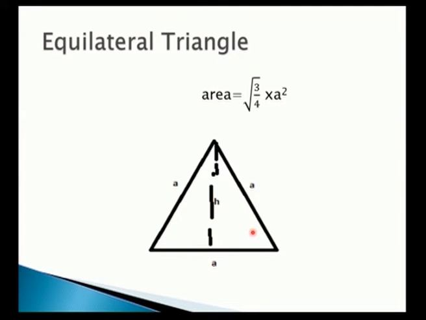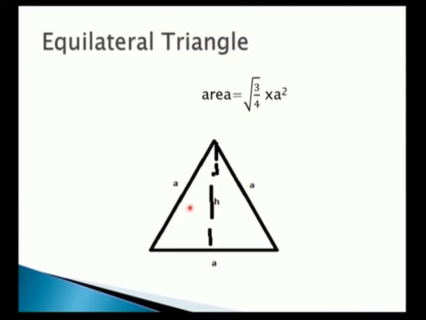Here in the equilateral triangle we know that all the three sides are equal. So, any one side length is taken and squared, and that value is multiplied with the square root of 3 by 4. It got the name triangle because three angles are involved in obtaining the shape. That's why it got the name triangle.